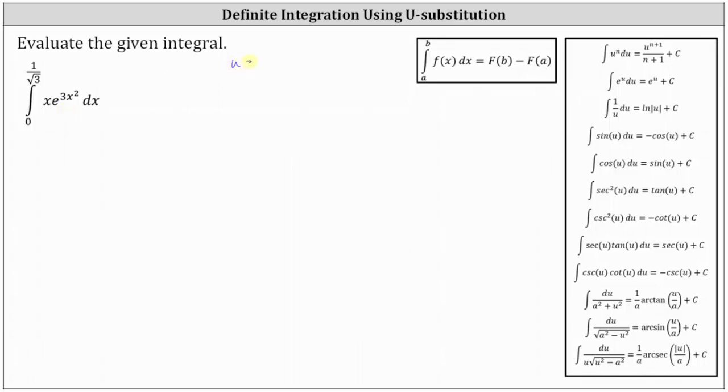So if we let u equal 3x squared, notice differential u is equal to the derivative of 3x squared times dx, which is 6x dx. Looking back at the integral, if u is equal to 3x squared, we have e to the power of u, and we're left with x dx, and we have du equals 6x dx, and therefore we'll solve for x dx by dividing both sides by 6. Dividing both sides by 6 and simplifying, we have 1/6 du equals x dx.